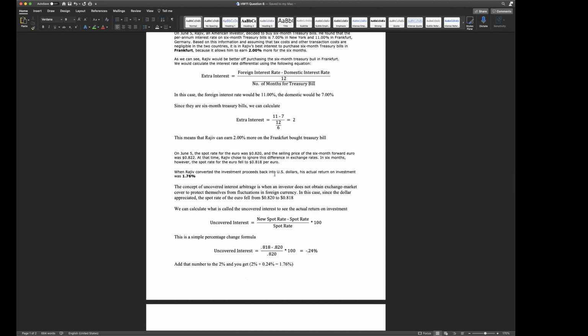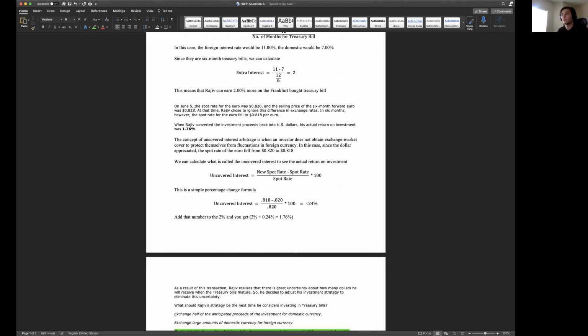However, we do have to take another factor into account, and that might be fluctuations in currency, right? So this follow-up question starts with, on June 5th, the spot rate for the euro was 0.820, and the selling price of the 6-month forward euro is 0.822. At the time, Rajiv chose to ignore this difference in exchange rates. In 6 months, however, the spot rate for the euro fell to 0.81 per euro. When Rajiv converted the investment proceeds back into US dollars, his actual return on investment was what?